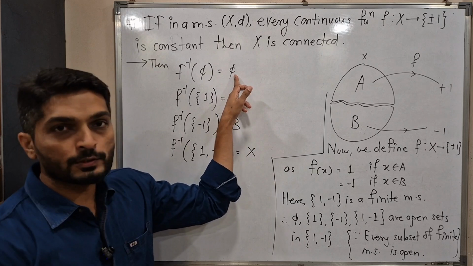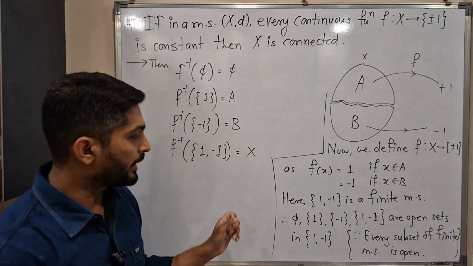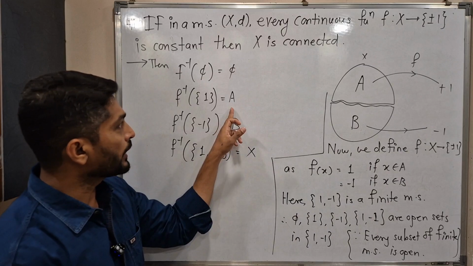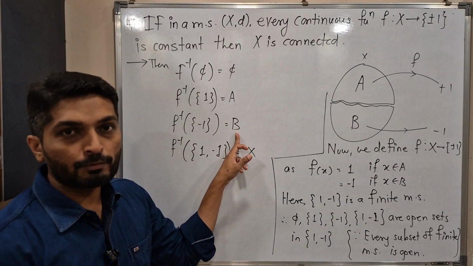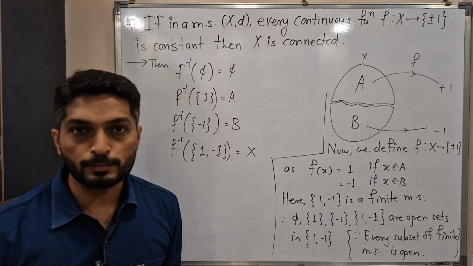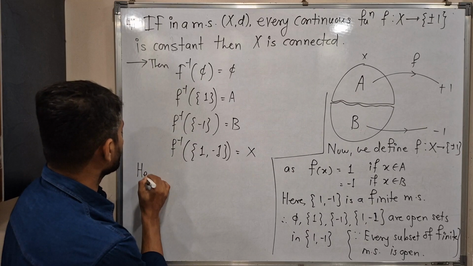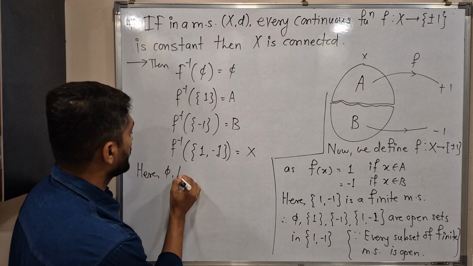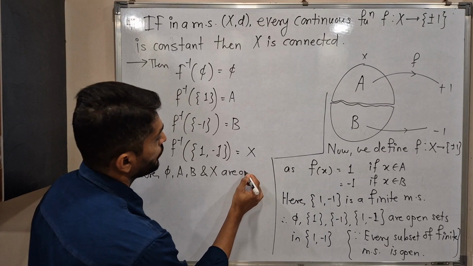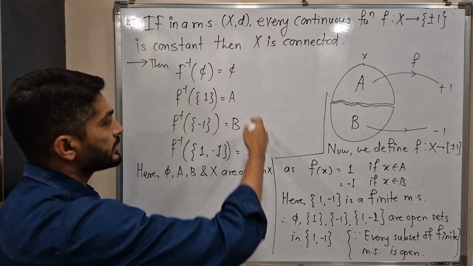But see, phi is always open. A is open, here we had written a few minutes before, you can go back and check. So A is open and B is also open; we have already declared A and B are open. And X is the entire metric space, so obviously it is open. So phi, A, B and X are all open in X.